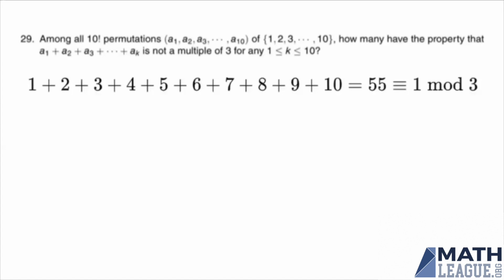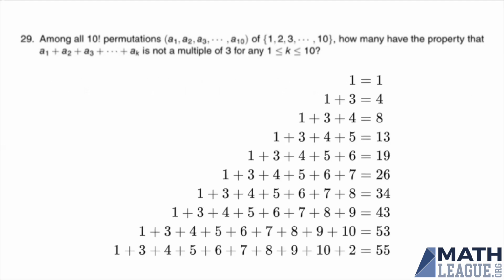The first thing we can do is sanity check. A sub 1 plus a sub 2 plus a sub 3 all the way to a sub 10 is going to be 1 plus 2 plus 3 all the way to 10. That's going to be 55, and that's not a multiple of 3. We can't start by saying, oh, one of the numbers is definitely a multiple of 3, and there are no permutations that work. And there's actually a permutation that works.